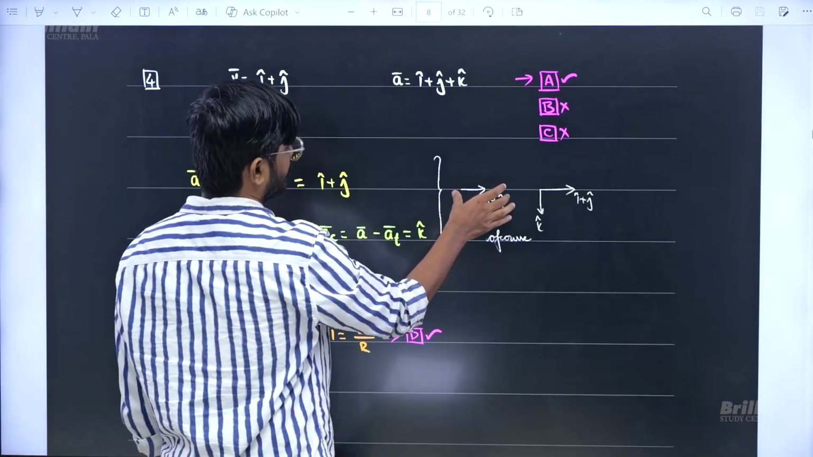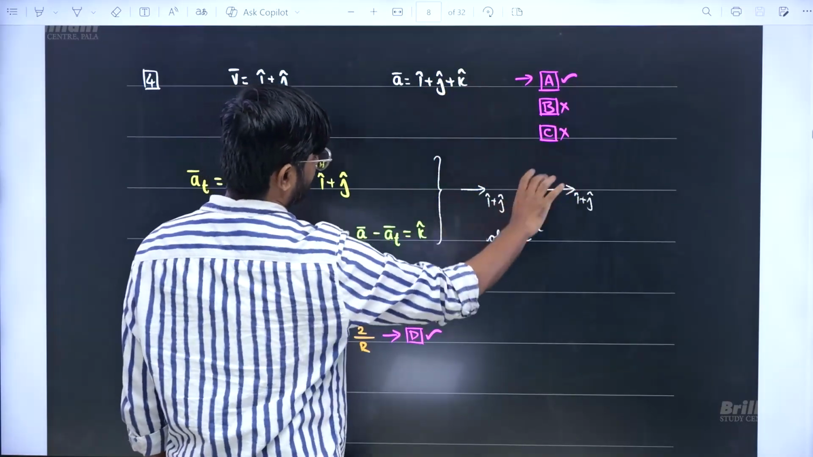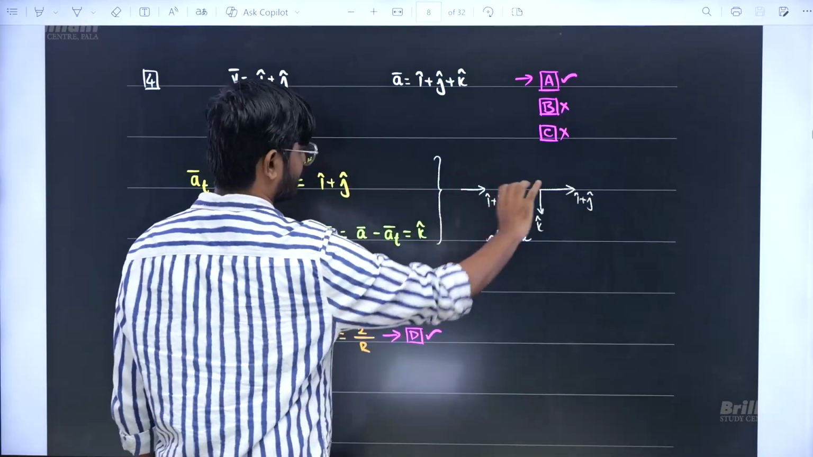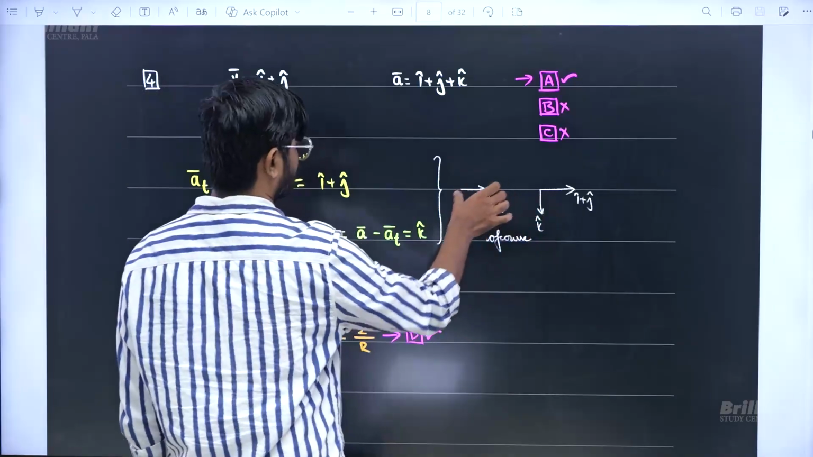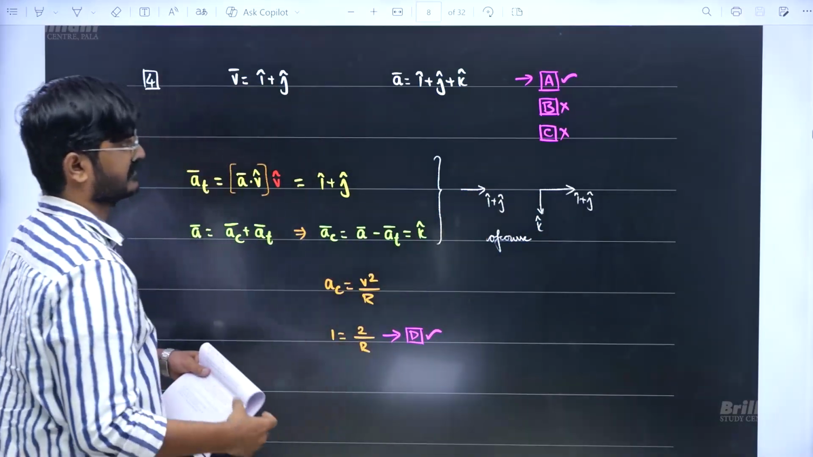That also you can see this component is perpendicular to this. This is velocity, and this acceleration I can write as the summation of these two. This is tangential acceleration, this is centripetal acceleration. Now centripetal acceleration should be equal to v square by r. From there you will be getting the radius of curvature.